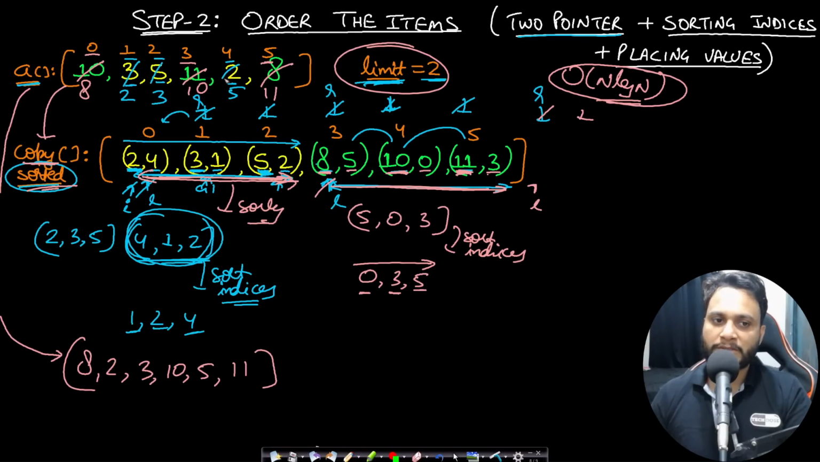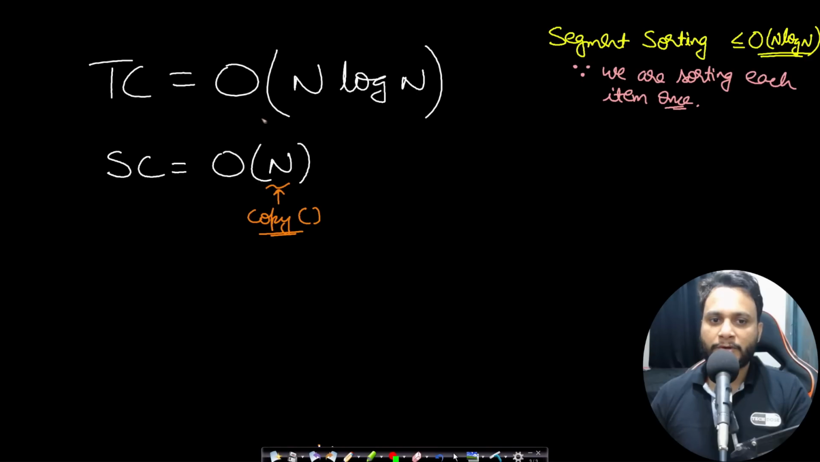So anyway, the most time taking step is n log n, and the space complexity is only due to the copy sorted array, so that is going to be order of n. Therefore, you will find that the time complexity is n log n and the space complexity is order of n. Let's now look at the code.